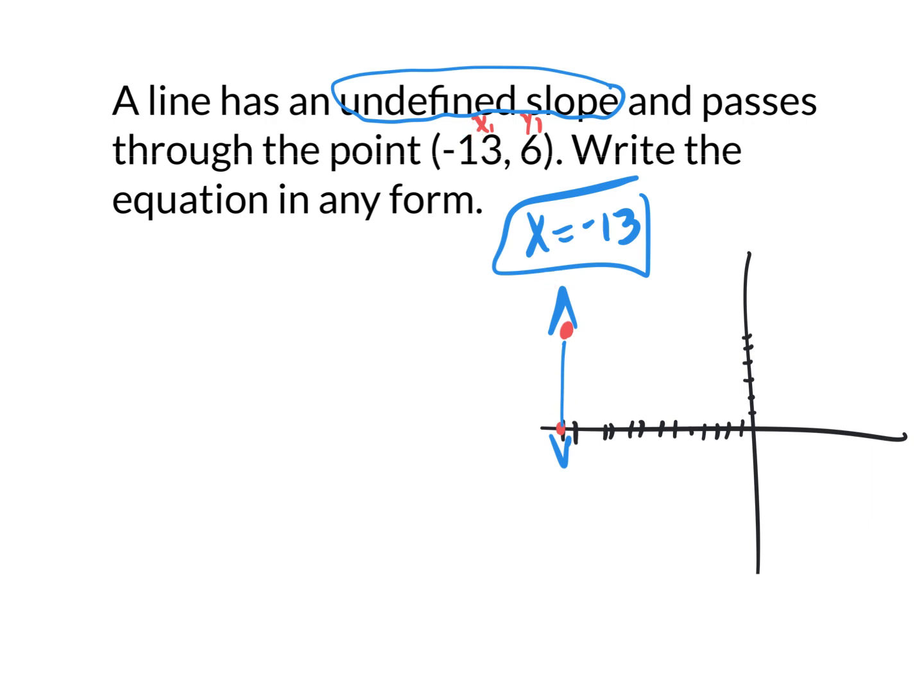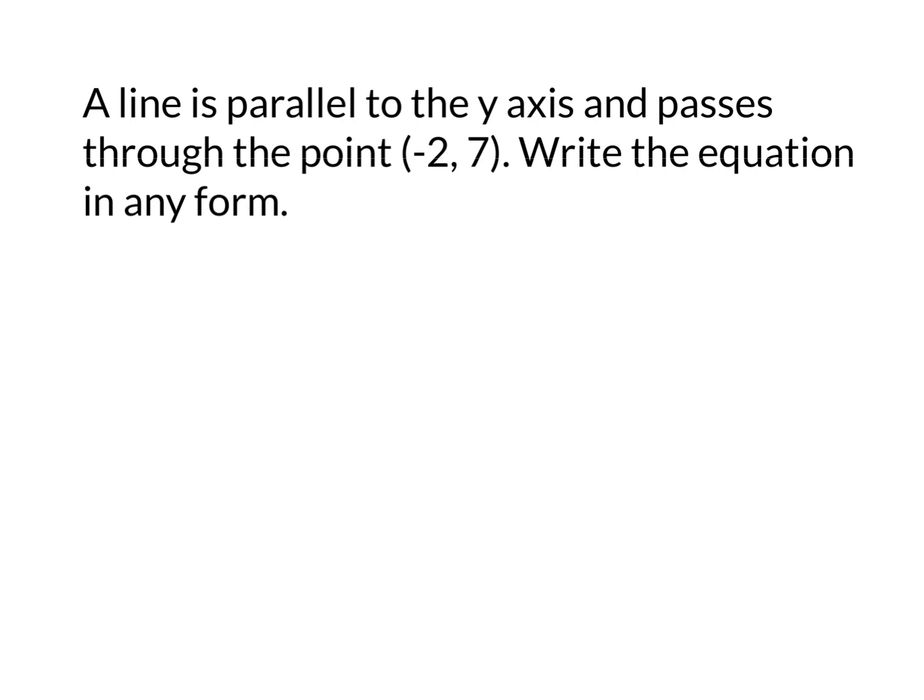Last question. A line is parallel to the Y axis and passes through the point negative 2, 7. Write the equation in any form. I want to begin by doing a sketch. Where is negative 2, positive 1, 2, 3, 4, 5, 6, 7? It's going to be up here. That's where my line passes through. It says passes through the point negative 2, 7. It might be going down, might be going up, might be flat, might be vertical. Who knows? Depends on the slope.